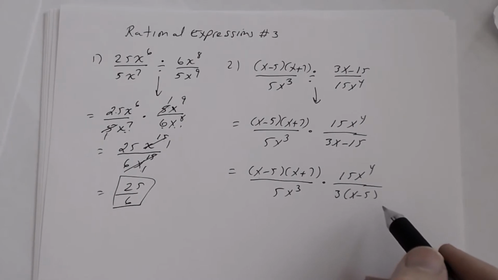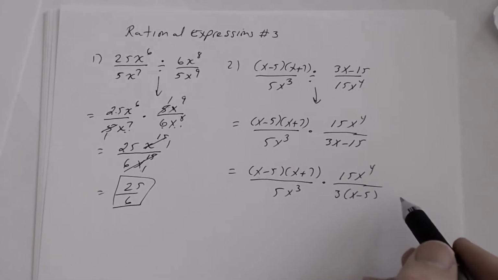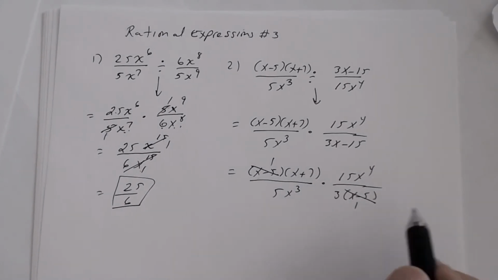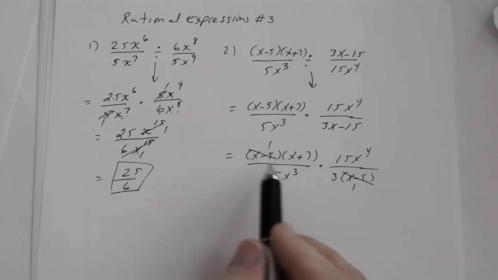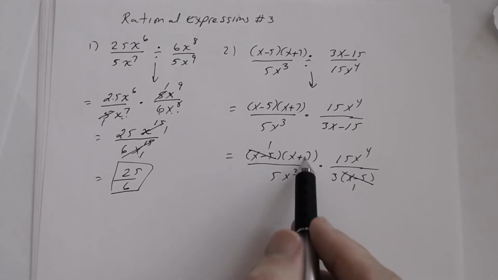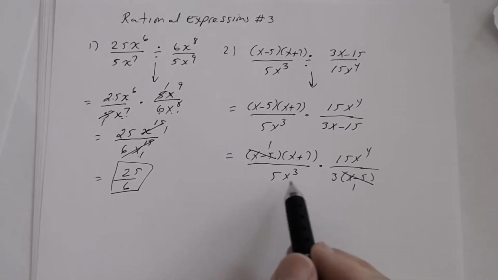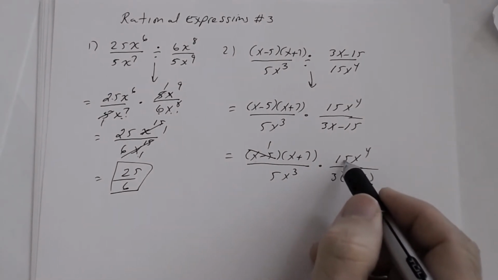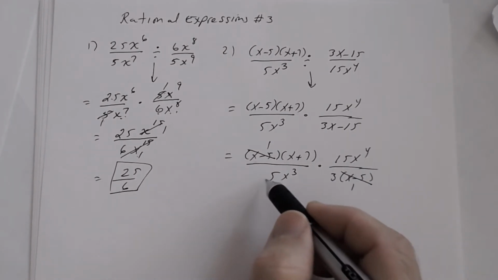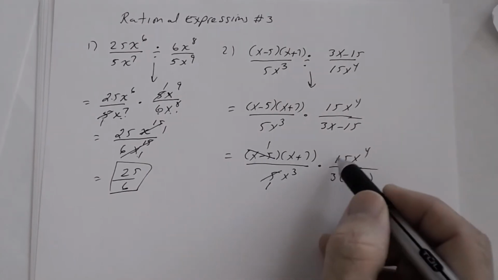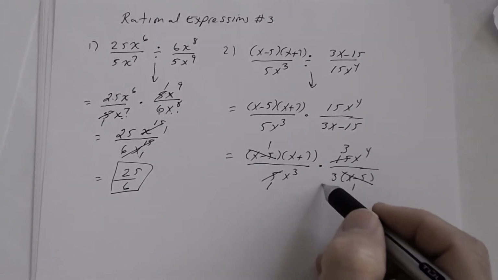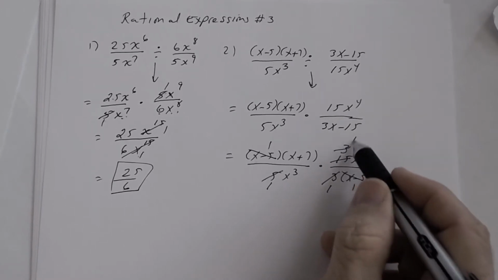And now let's reduce common factors. So the x minus 5's divide out, and you have to show that they divide out. Put 1s in their place. The next factor is x plus 7. There is no x plus 7 occurring as a factor in the denominator. The next factor is a 15. So 15 we're reducing with this 5. 5 into 5 is 1. 5 into 15 is 3. And these 3's divide out. 3 into 3 is 1.